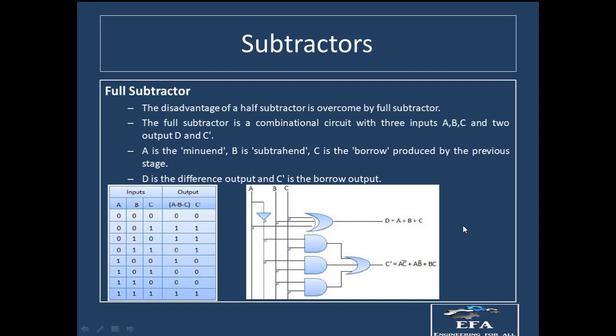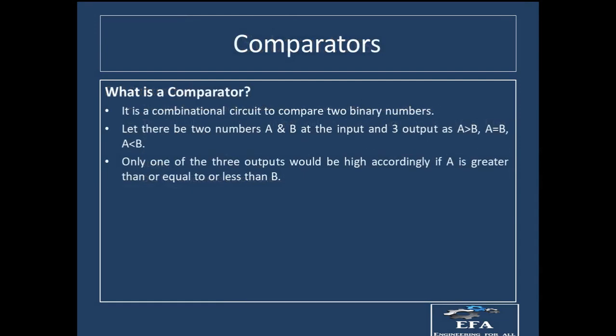Okay, I hope I have made myself clear about the adders and the subtractors. Now let us move on to the next part, that is the comparators. So this is very interesting. Comparators are those combinational logic circuits which are responsible for comparing two numbers. Two binary numbers can be compared. Now those two binary numbers can be either single bit numbers or double bit numbers or triple bit numbers.